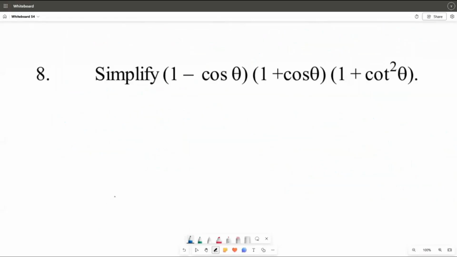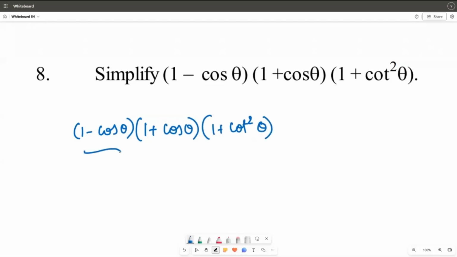Now we do the 8th question of exercise 11.4. You have to simplify (1 minus cos theta) into (1 plus cos theta) into (1 plus cot square theta). So let's write it down. We have (1 minus cos theta) into (1 plus cos theta) into (1 plus cot square theta). So first, we have (a plus b) into (a minus b), which is a square minus b square. So this would be 1 square minus cos square theta, and this is 1 plus cot square theta.